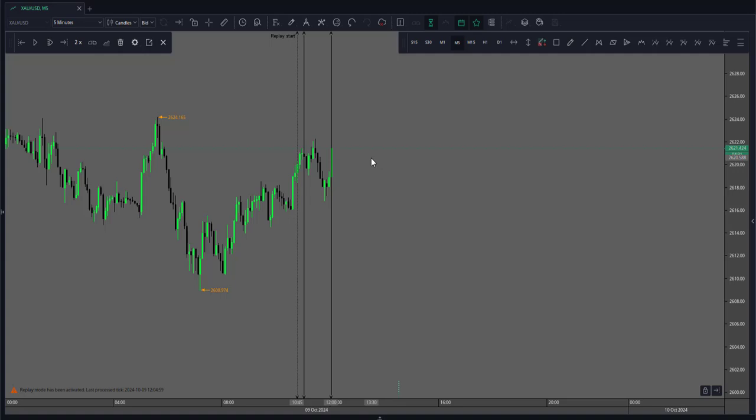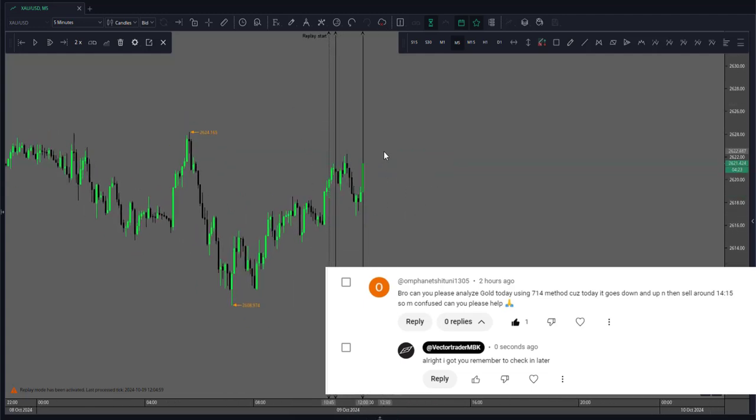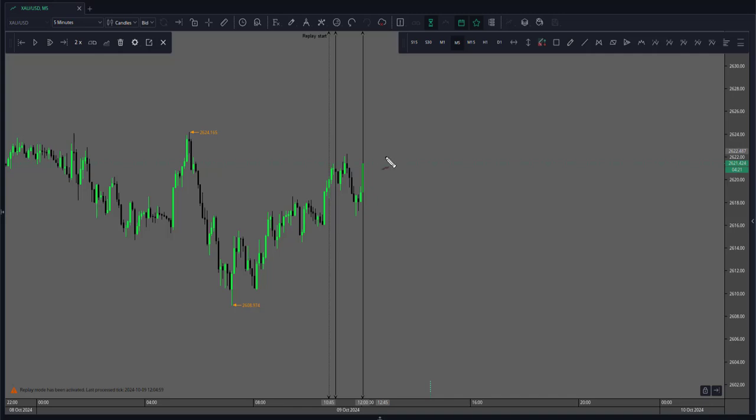I wasn't in any trade today, but one of you guys was having a problem with today's 714 method, right? How you could have entered into a trade using today's 714 method. So let's see how we could solve it for him. Probably most of you who are having a problem with it can learn from it and know how to enter into a trade.